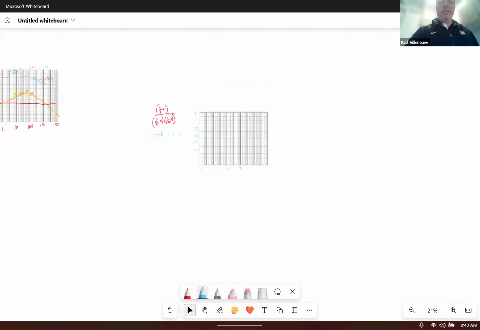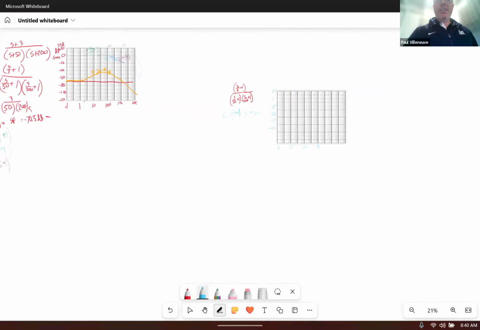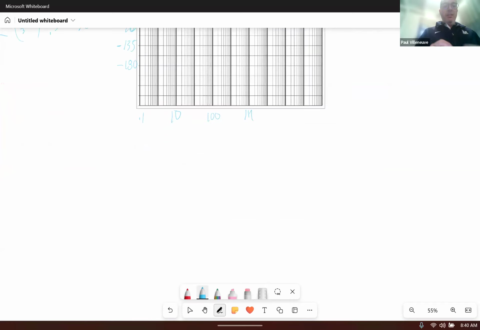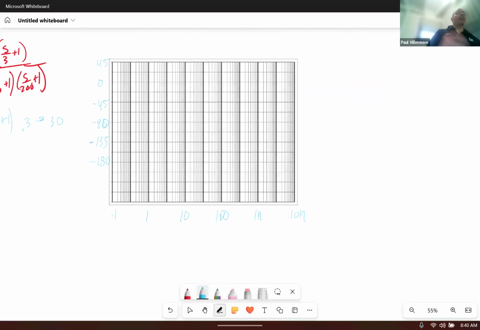Oh, yeah, no, it's good. Wait a minute, 0.1. Yeah, I skipped 10. There we go. It's 0.1, 1, 10 after 1, then 100, 1,000, and 10,000. Because we want to calculate approximately where, we want to be able to compare the two, we usually want to have the same frequencies.